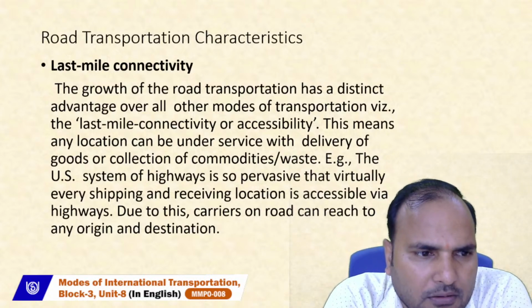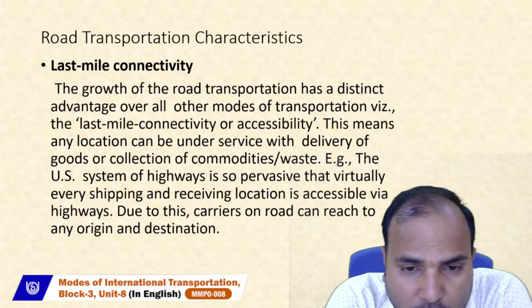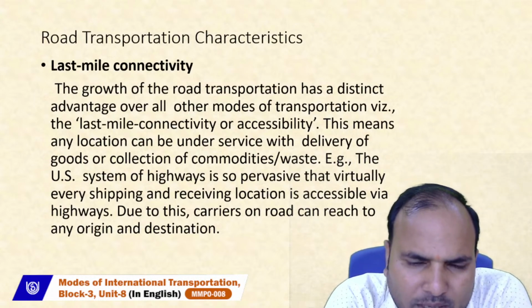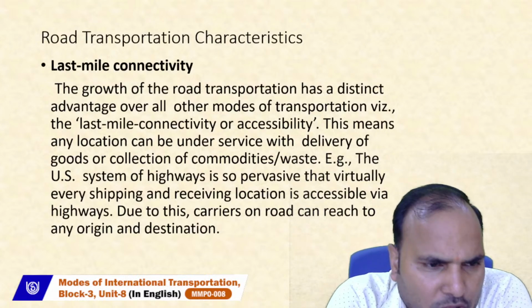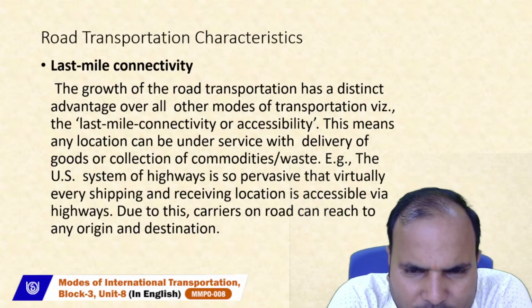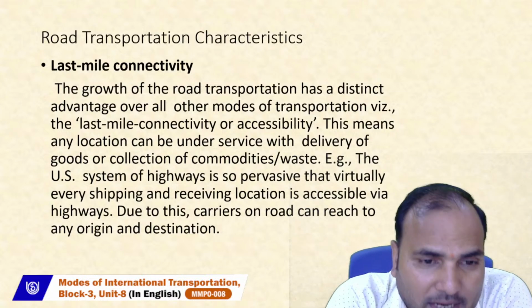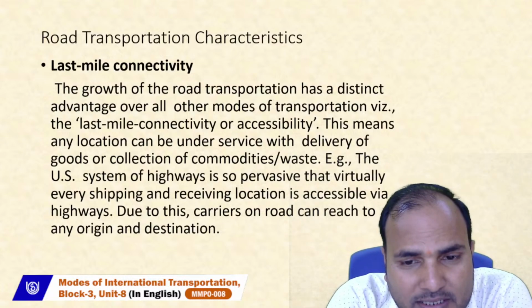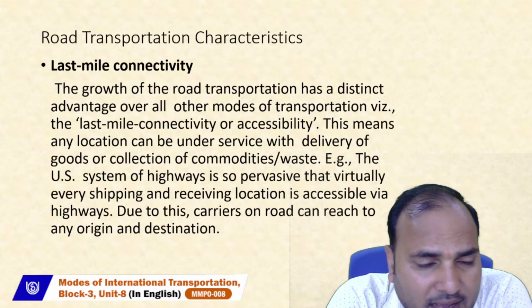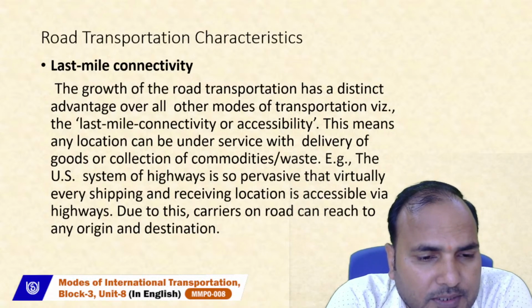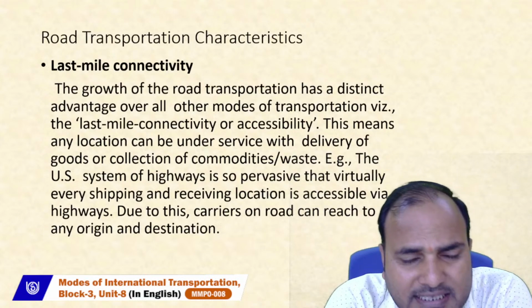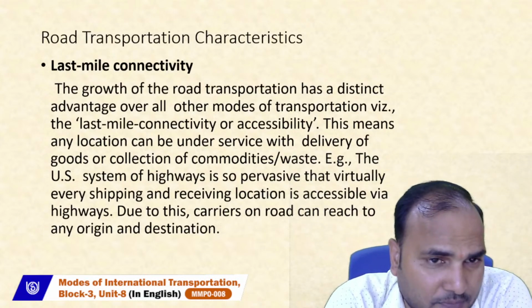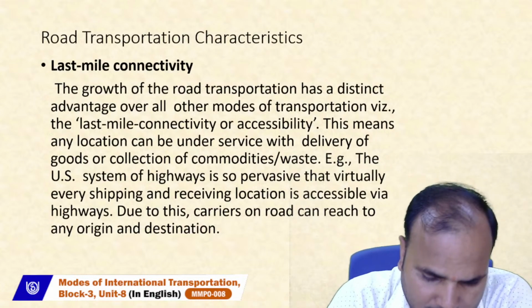For example, the US system of highways is so pervasive. What do you mean by pervasive? Spread through a large area. The US system of highways is so pervasive that virtually every shipping and receiving location is accessible via highways. So due to this, carriers on road can reach any origin and destination. It is that particular advantage.